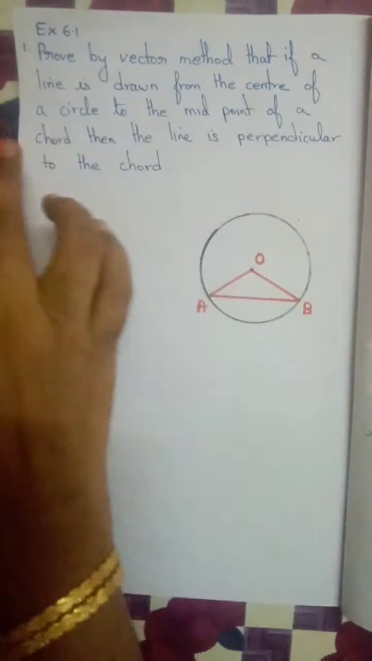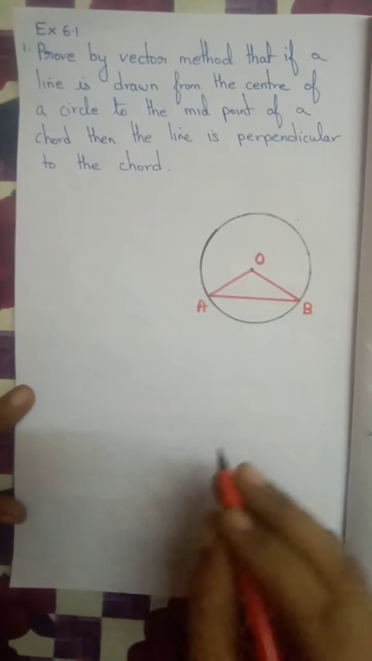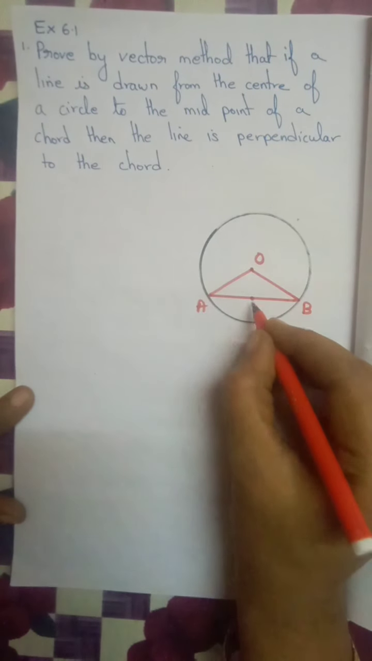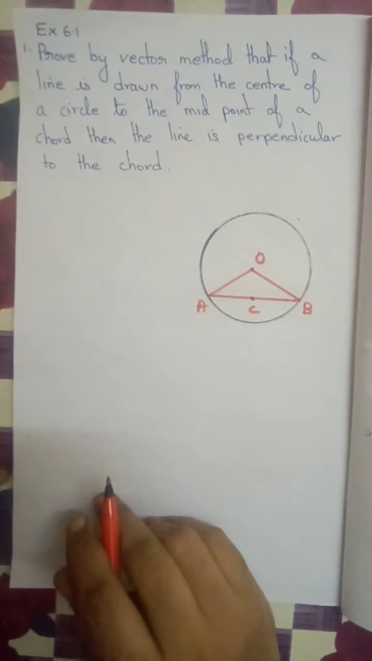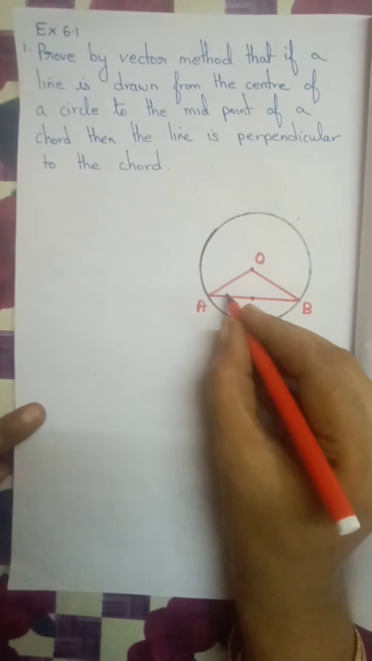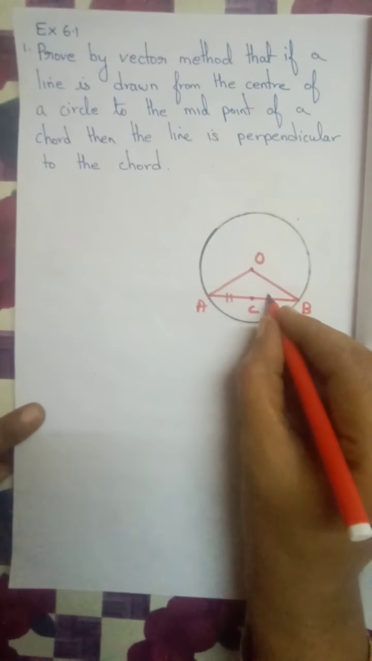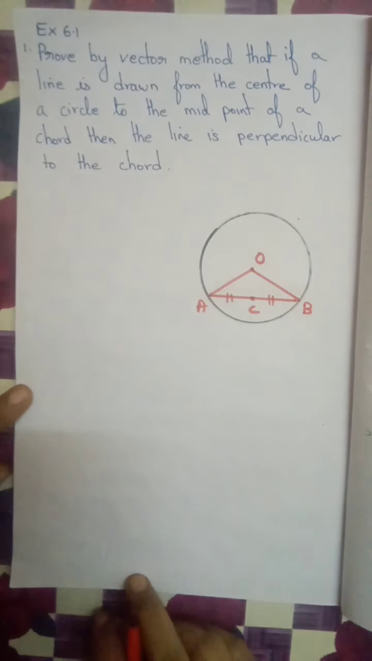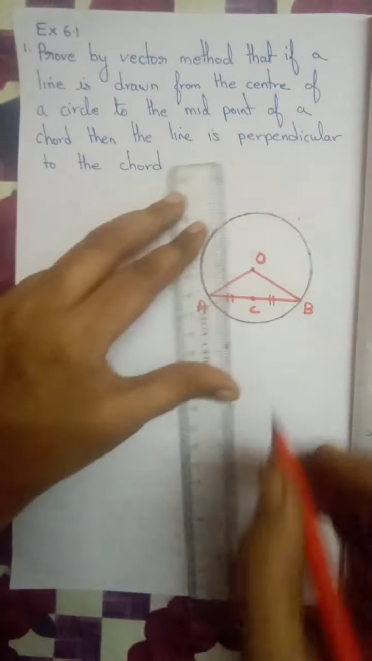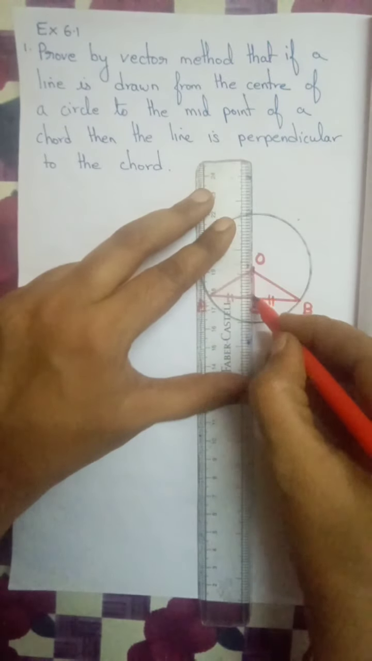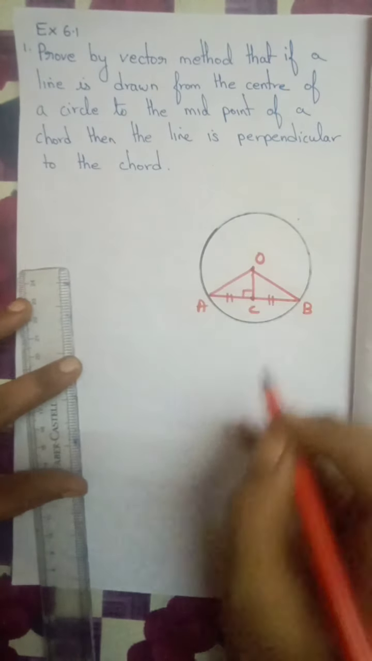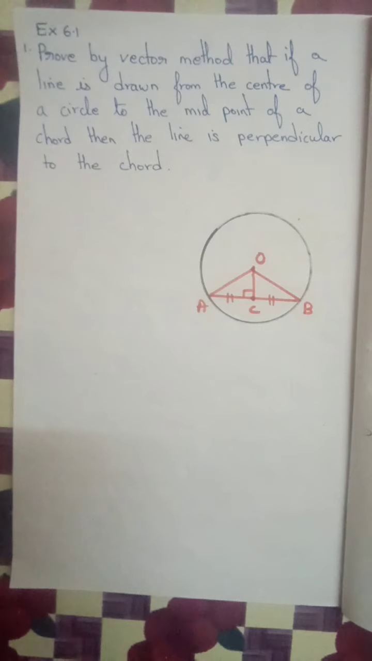Now what they are telling is there is a midpoint for the chord. Let me assume C is the midpoint. Midpoint, as you know, means the distance of AC and the distance of BC are the same. Then what you have to prove is that this line OC is perpendicular to AB. So we have to prove that OC is perpendicular to AB.